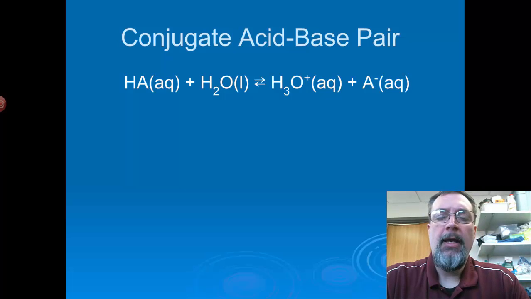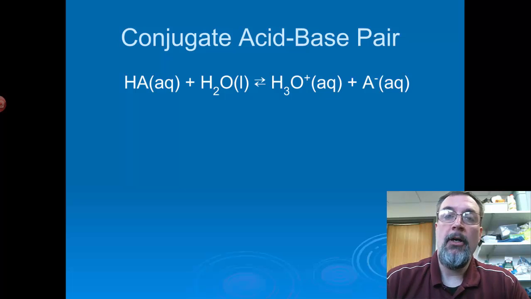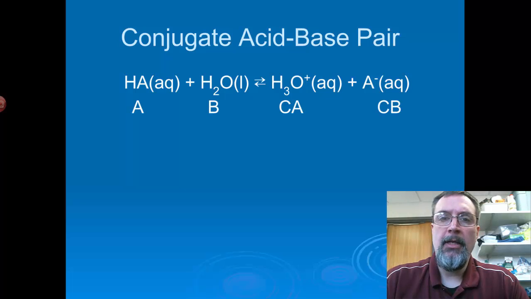What's happening in this reaction is that HA is giving a proton, giving an H+ to water. Water is taking that H+. Water accepts the proton and becomes H3O+. That's called a hydronium ion. And HA loses a proton, becomes A-. Okay? So according to Bronsted and Lowry's definition, HA is the acid because it gave up the proton. Water is the base because it took the proton.